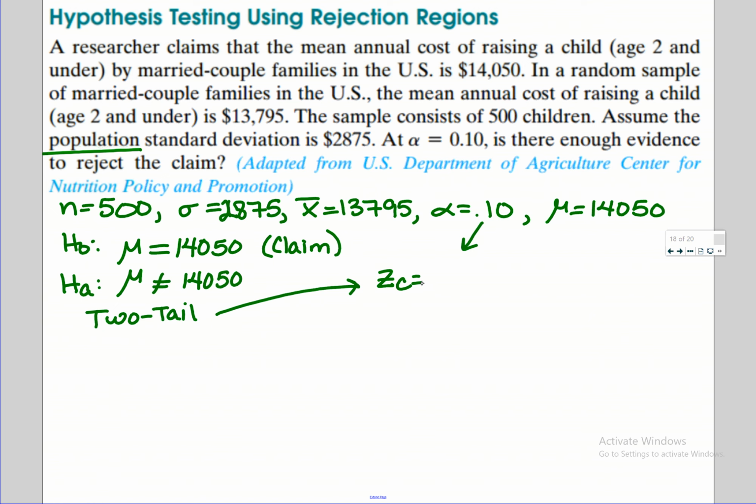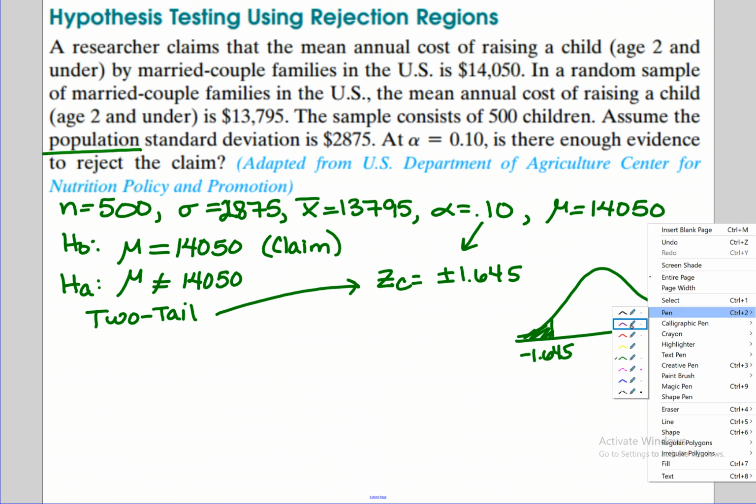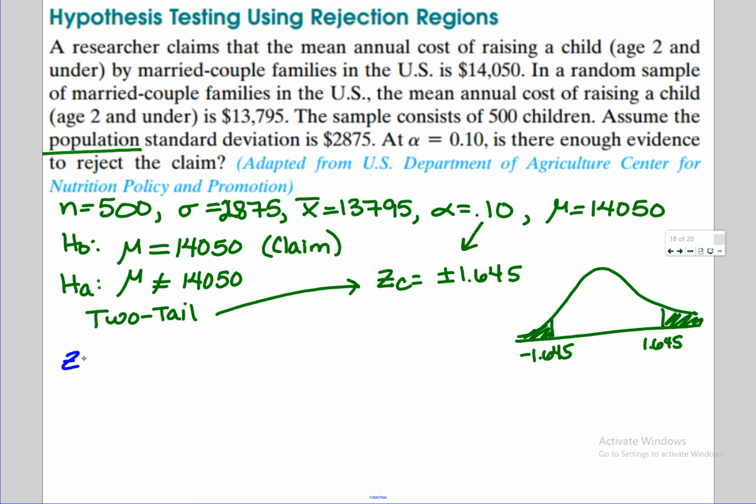So 0.1 and two-tail, plus and minus 1.645, and I would encourage you to sketch that. Okay, so we're going to have two shaded regions, negative 1.645 and positive 1.645. Okay. All right, calculate our Z-score. We're going to figure out if it's in that rejection region or not.